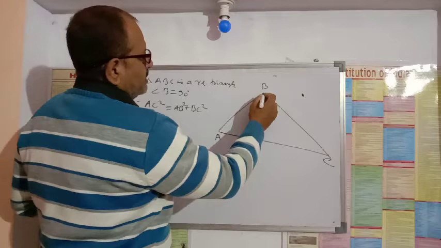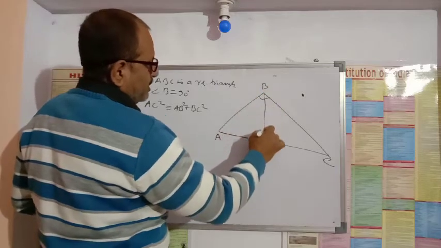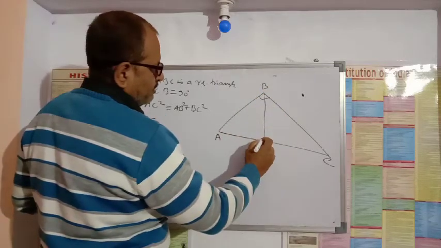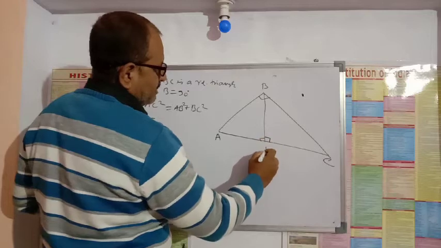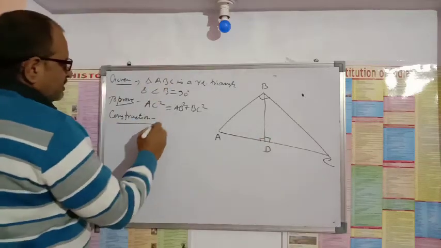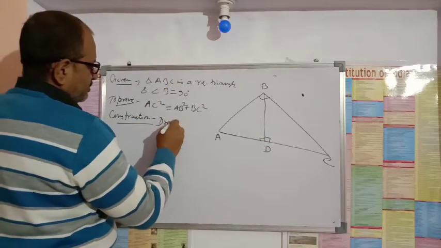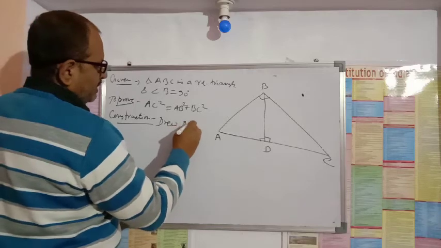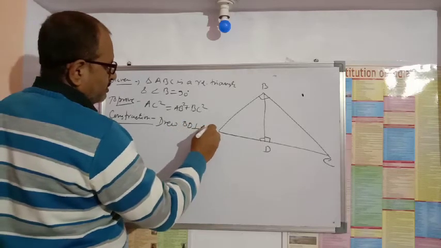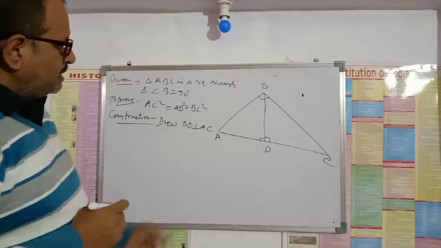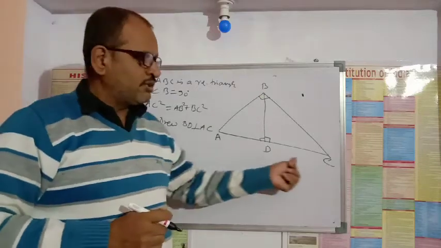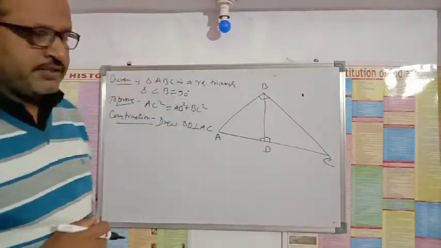Construction: through the point B, we will draw a perpendicular on the hypotenuse AC. Suppose it meets at D. So we drew BD perpendicular to the hypotenuse AC.